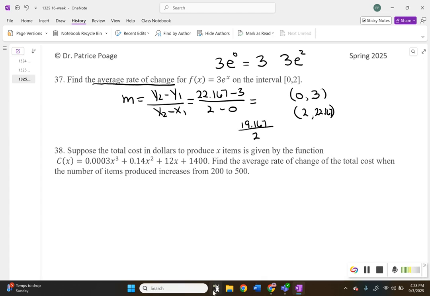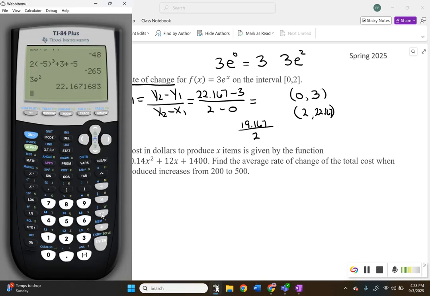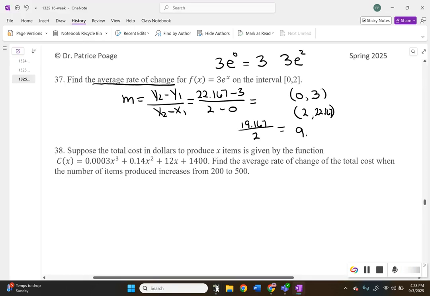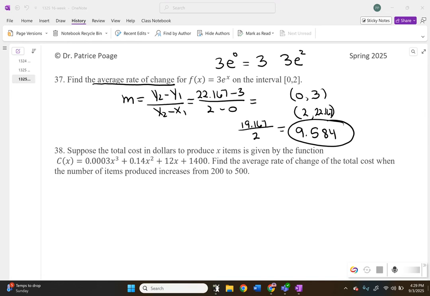And so back over here, I did minus 3 on that one. And then I'll do divided by 2. And so my average rate of change is 9.584. And that's if it's rounded.